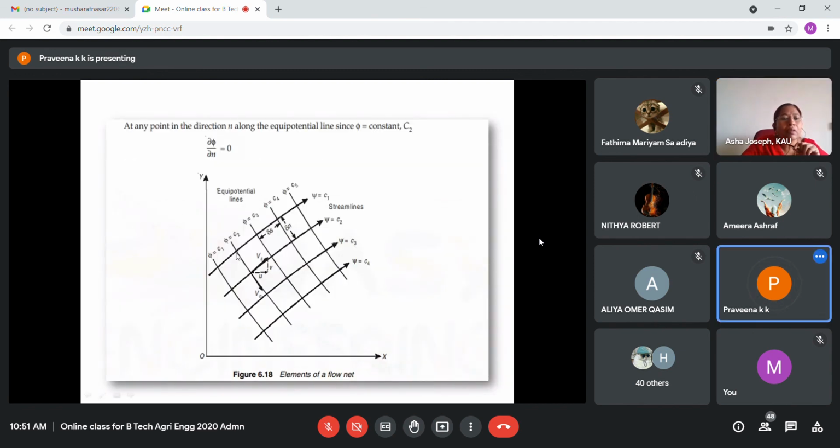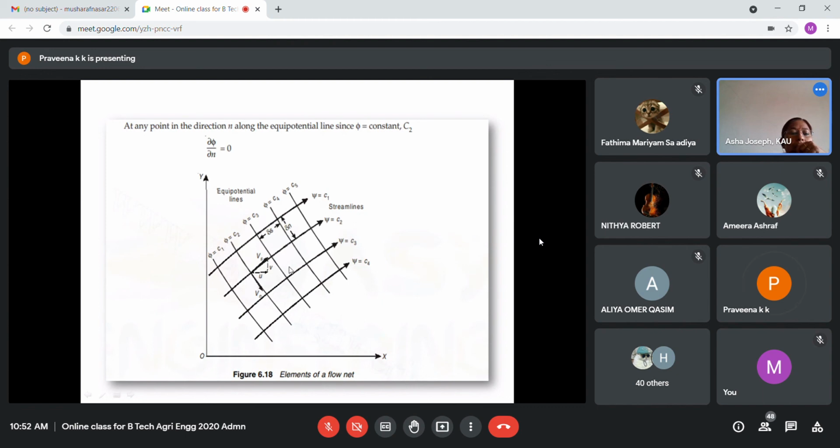You can see this is a slope. Along the streamline it is ∂s, and along the potential line it is ∂n. Phi equals constant C1, C2, C3 are the different curves, and what they are showing is the slope.